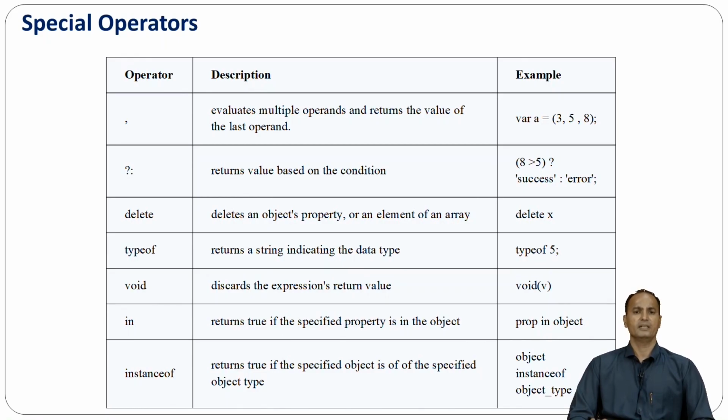Then the delete operator deletes an object's property or an element of an array. So if you want to delete the object X, you just write delete X. Typeof we have already seen, to determine what kind of data type a variable has. It returns a string indicating the data type. Void discards the expression's return value. In returns true if the specified property is in the object. Instanceof returns true if the specified object is of the specified object type. So these are various special operators supported by JavaScript that we can use in our program.